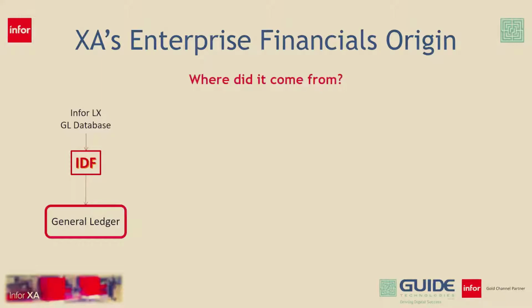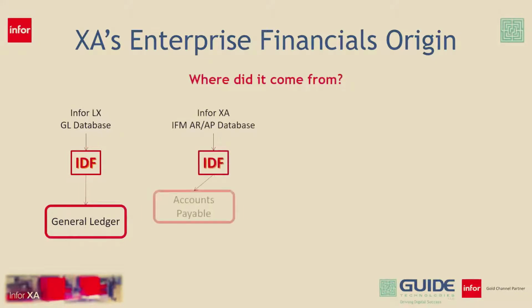So the reason that's important is the logic of Enterprise Financials has been around for a number of years. It is proven. It has hundreds of users. In XA, we now have dozens, multiple dozens of users. So it is operational. It's working. But the history of this is it's a very sound financial system. So that's where the general ledger came from.